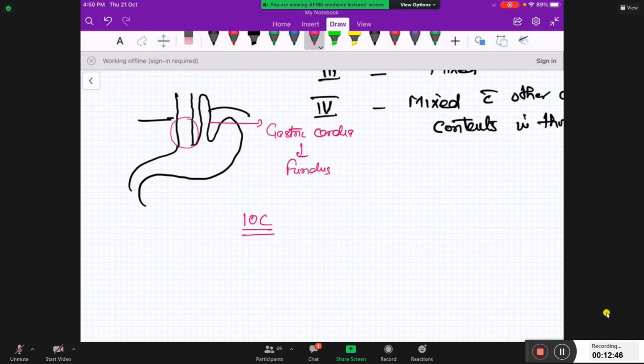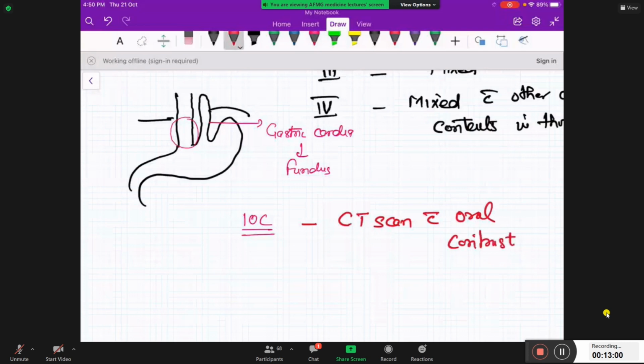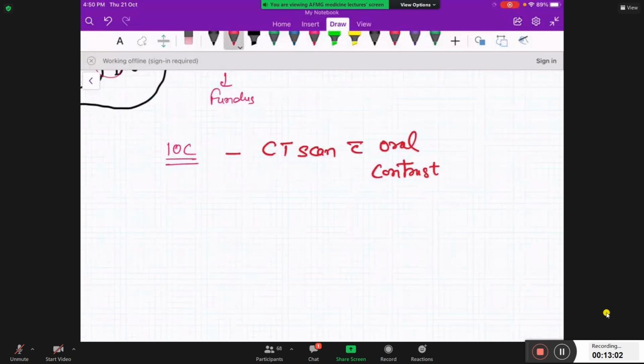Gold standard is 24-hour pH monitoring. And the investigation of choice here, in hiatus hernia per se, as per the latest, is CT scan with oral contrast. Please be careful about it. It has to be with oral contrast mentioned in your given question. Only CT scan will not be the answer. It has to be CT scan with oral contrast.